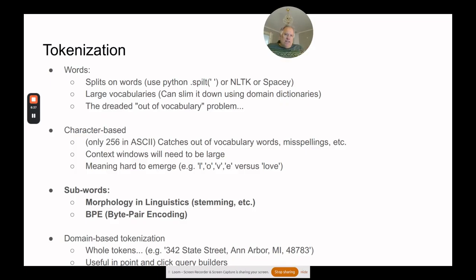If somebody points and clicks a query and uses that in the query, it would be nice if it can grab that whole token and then point to that exact value in the database. If you try to get this based on subtokens, it winds up being hard to manage. So it's useful in point and click query builders and maybe some other places as well. But anyways, let's focus on byte pair encoding, because that's what everybody uses in the LLM world.